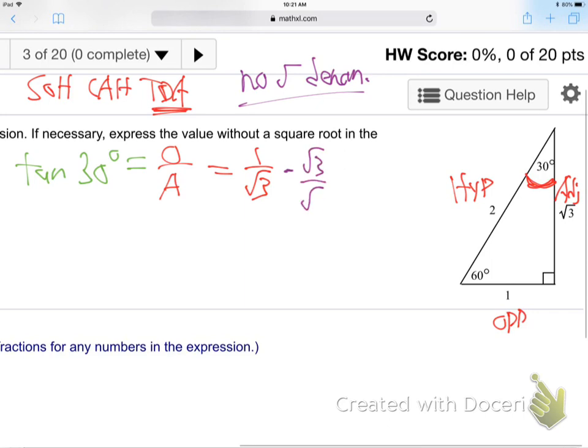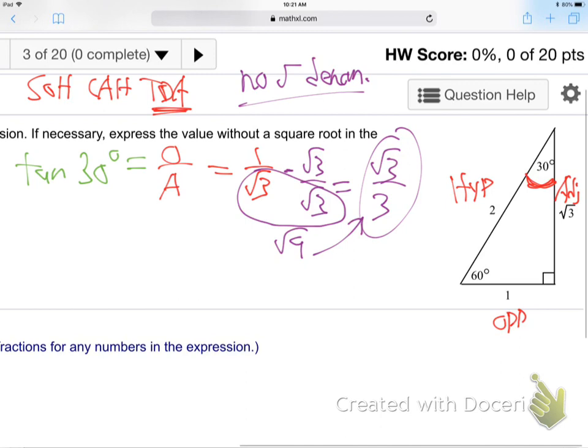Multiply by root 3 over root 3. It should be root 3 over plain 3. Does everybody see the bottom is plain 3? Because root 3 times root 3 is root 9, which is plain 3. So there's the final answer. No more root on the bottom.